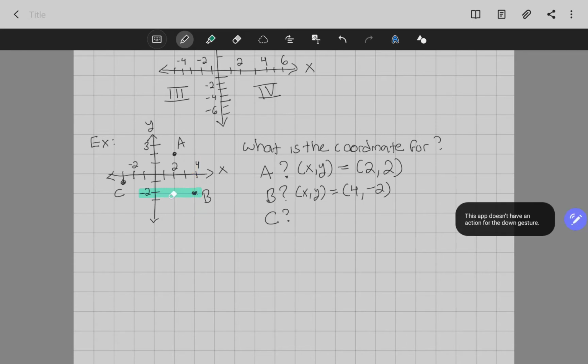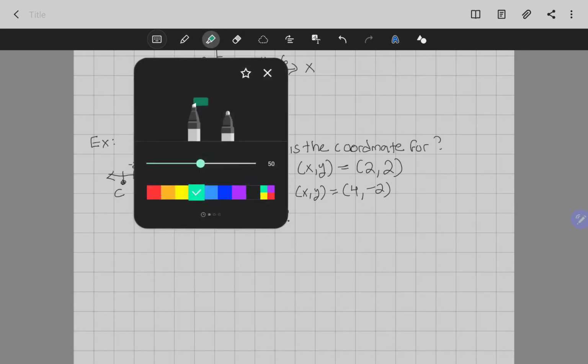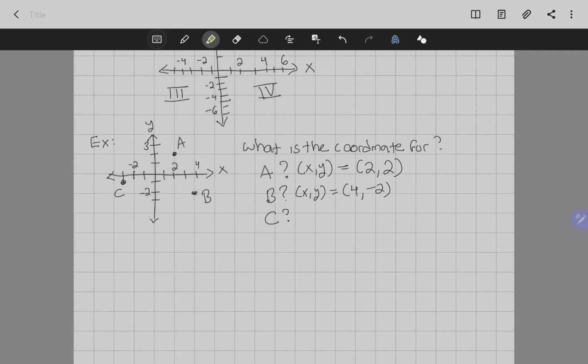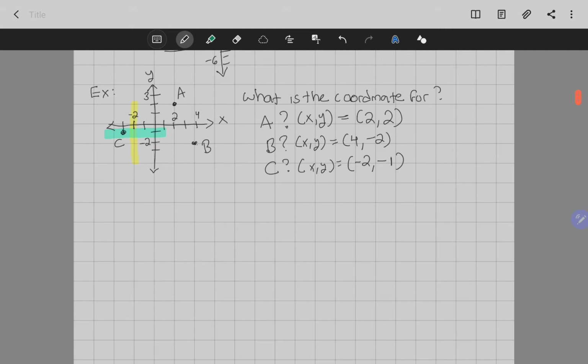Let's look at the other one. Same exact thing as before. We look at the x first, x is negative 2. And then we look at where it crosses on the y. It crosses it at negative 1. So x is negative 2, y is negative 1. And those are my answers. Cool. So as we're identifying points, that's how we're doing this. We're looking at where it crosses the x and where it crosses the y.